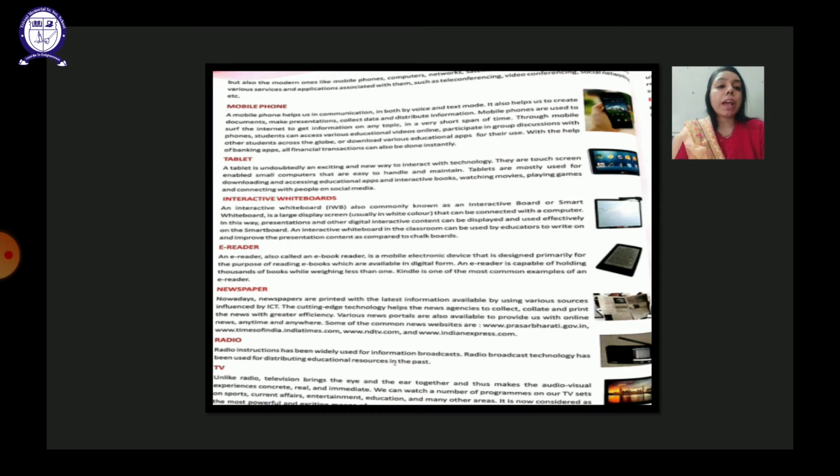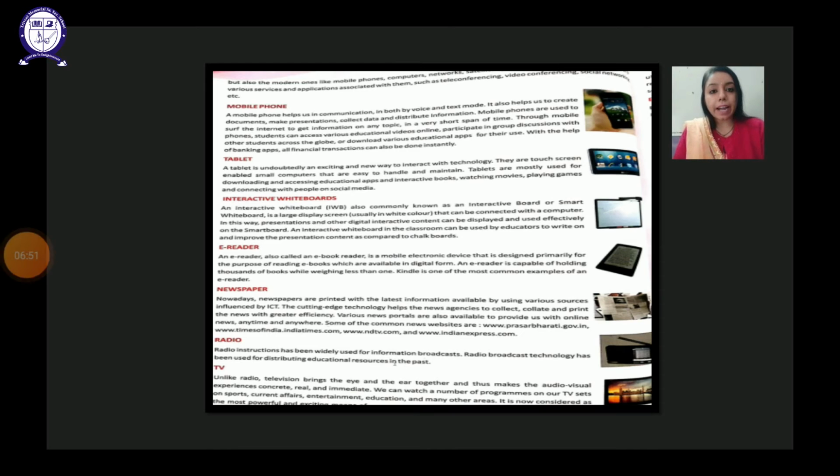Okay, next we have the tablet. Tablet size is a little bigger than the mobile phone. In this you can download as many apps as you can, like educational apps, you can play games in it, you can watch movies in it, and you can connect with people on social media with the help of tablets also, right?